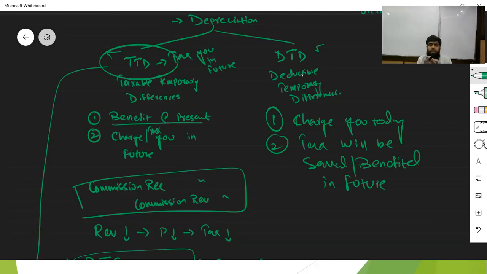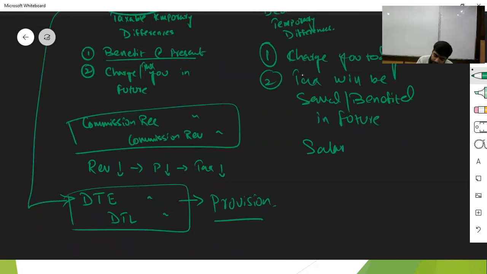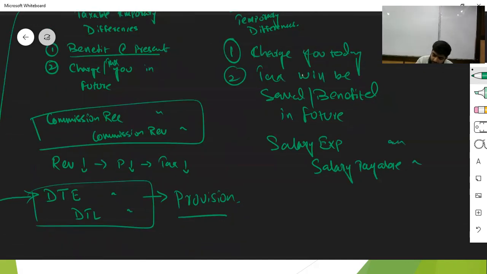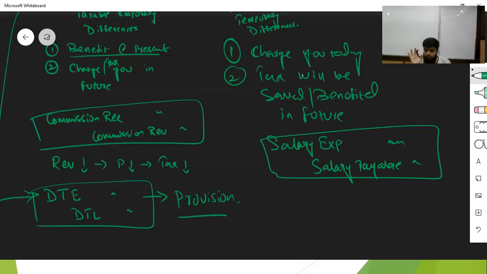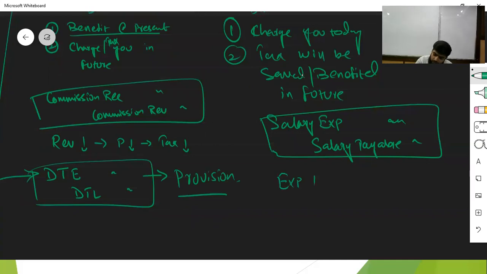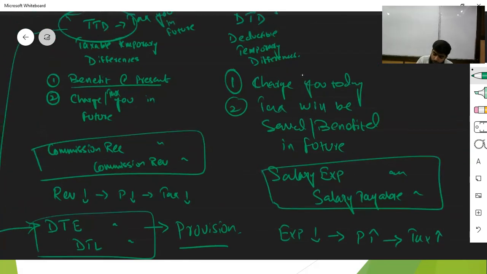For example, an accrued expense. I recorded an accrued expense of salary expense debit and salary payable credit in my accounting records. The tax department said we will not consider that expense; remove that expense from your accounts. Okay, so we remove that expense from our accounts. Expense reduced means your profit will be increased, and if your profit is increased, your tax amount will be increased. That difference will charge you today.